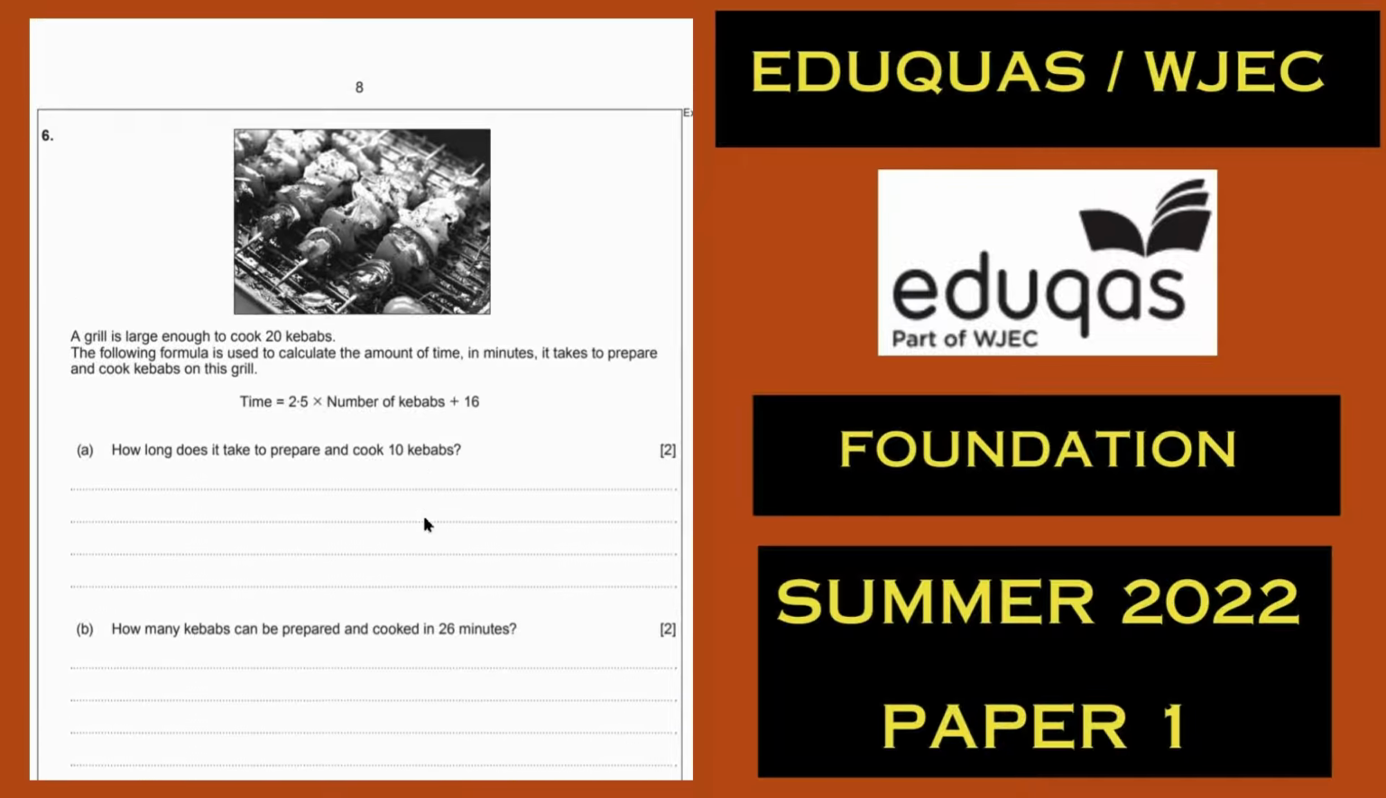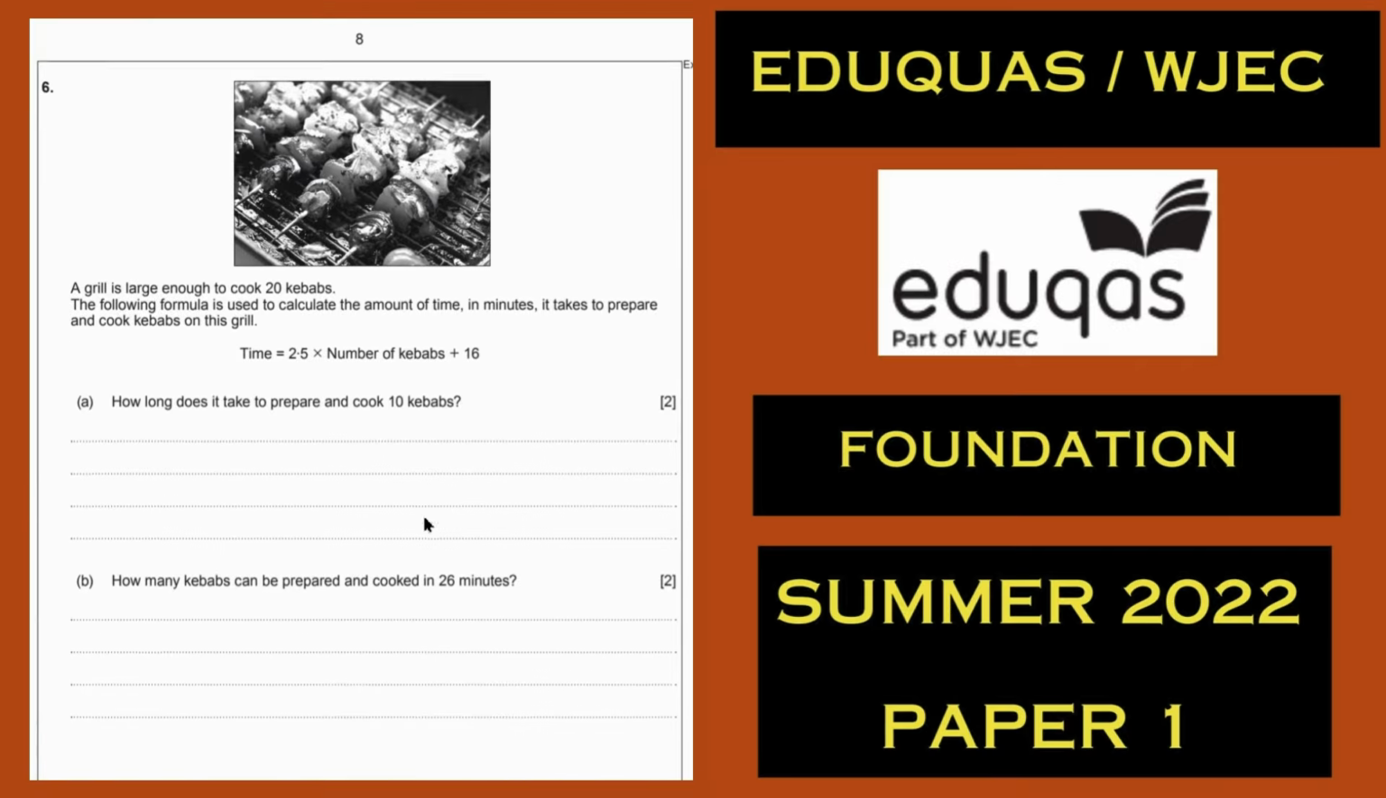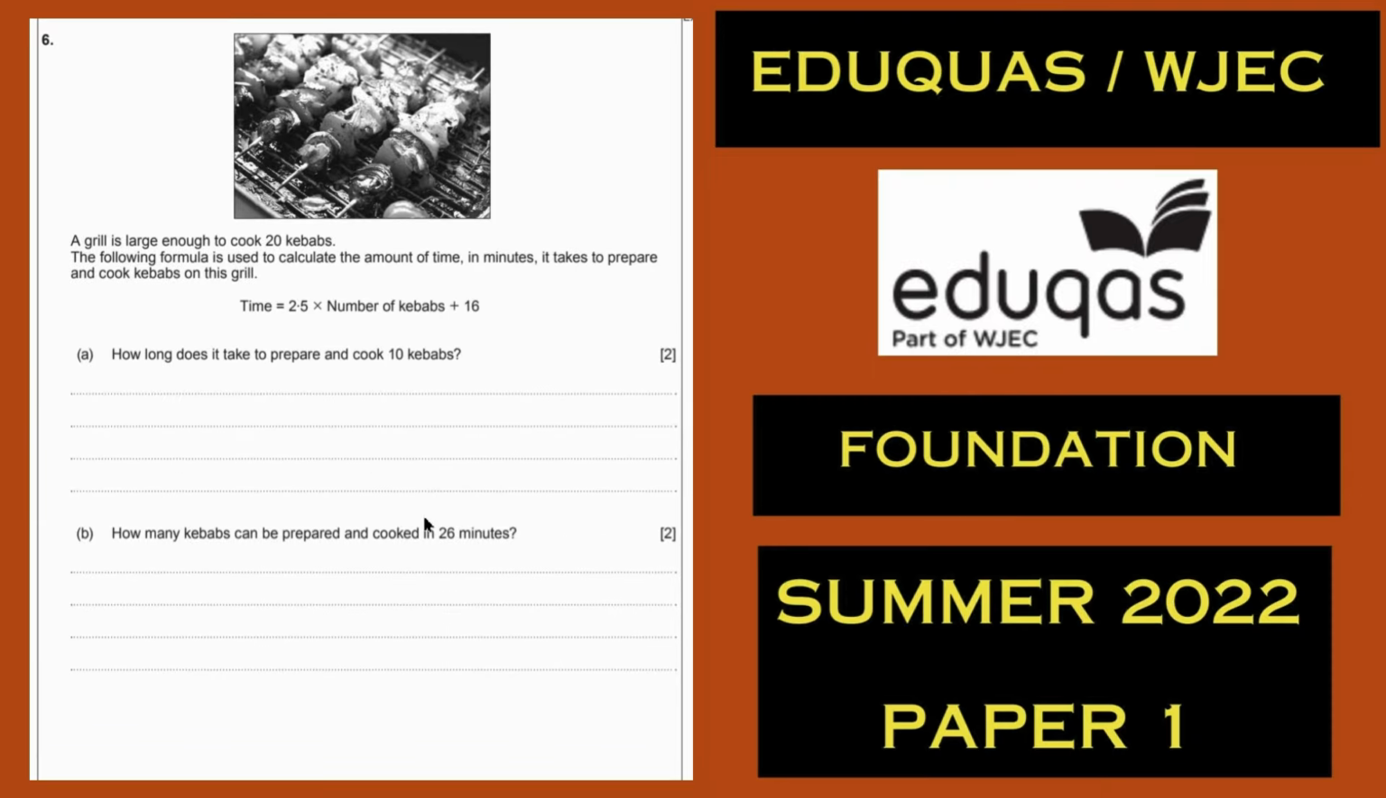Number 6, Eduqas must be getting shares for clip art. Only people my age will remember what clip art is. It's stupid pictures that have no meaning.